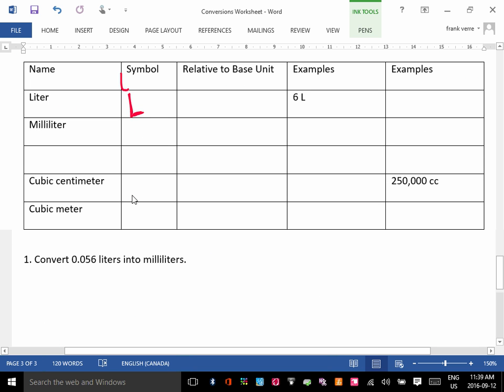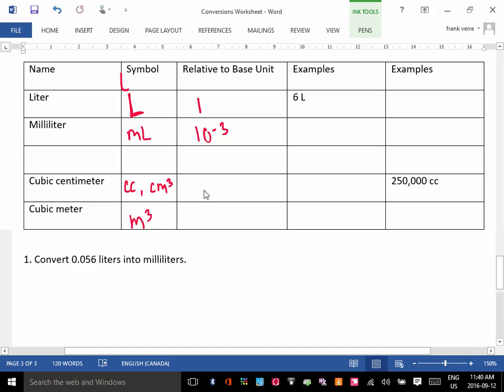So liter would be L. Milliliter would be mL. Cubic centimeter, so you could use cc, or you could do this, right? And for cubic meter, it's m cubed. So if we make the liter the base, a milliliter would be 10 to the negative 3.